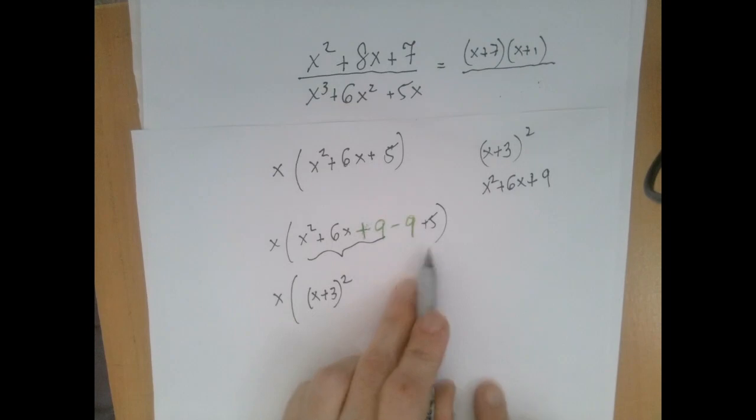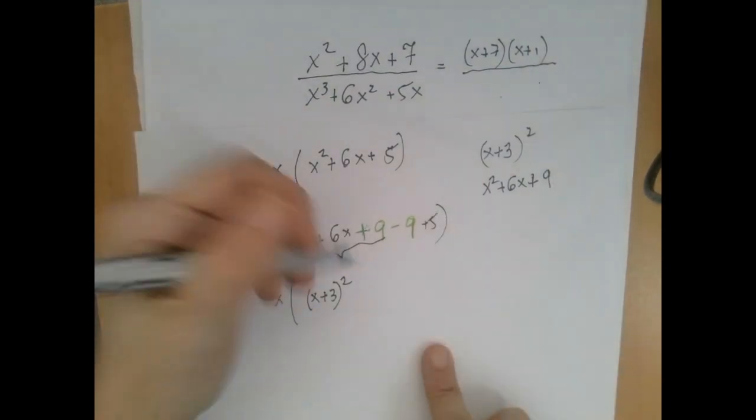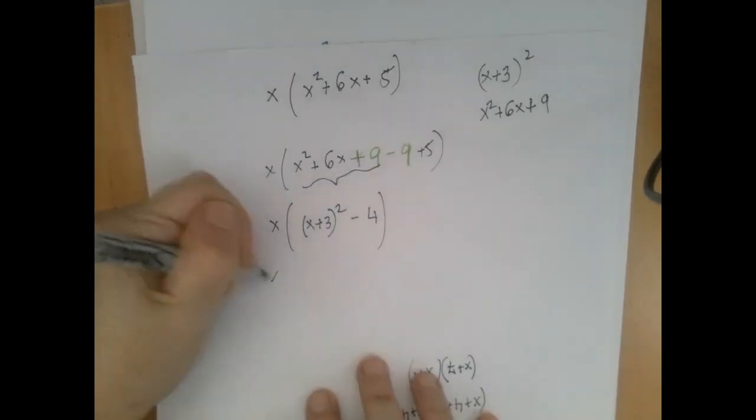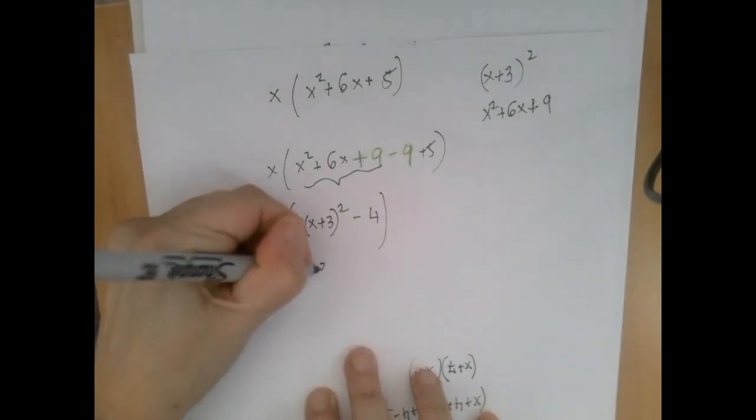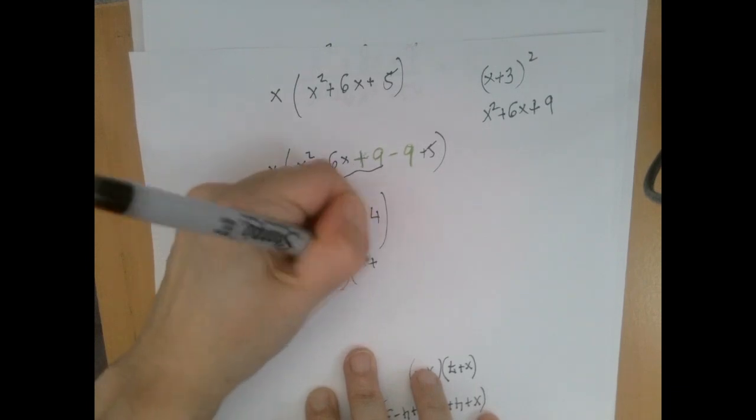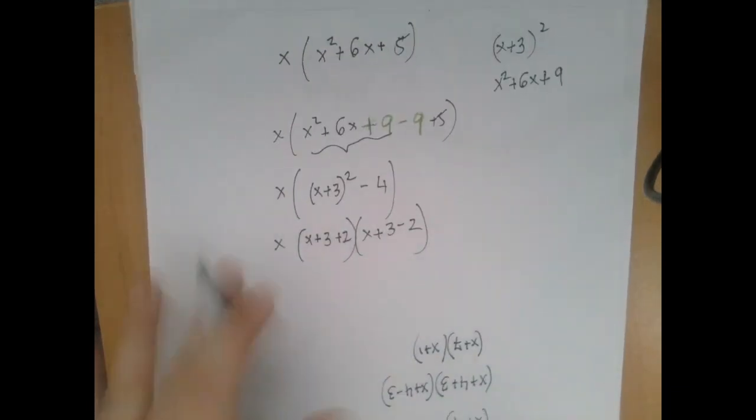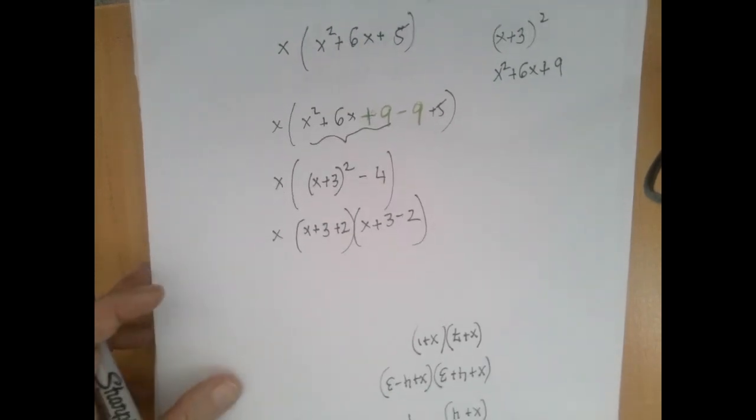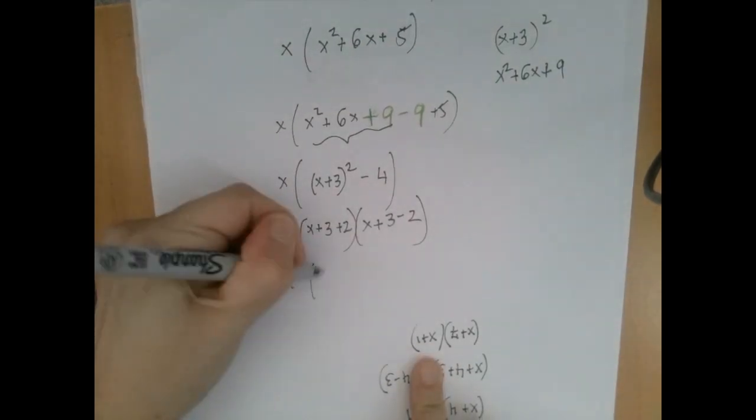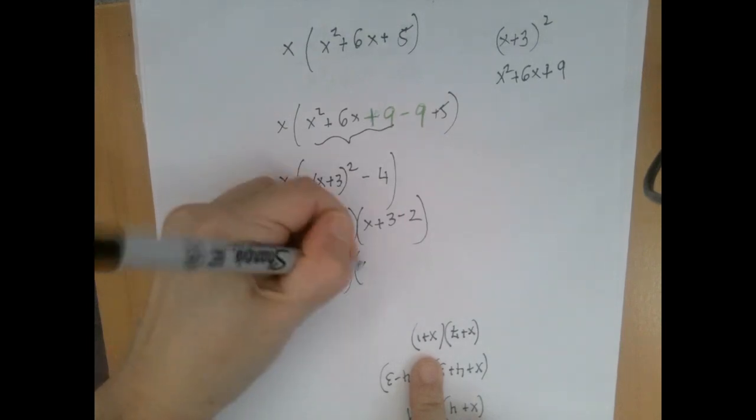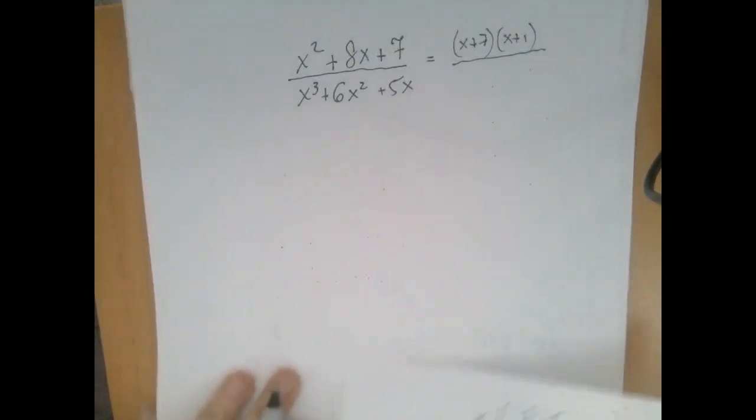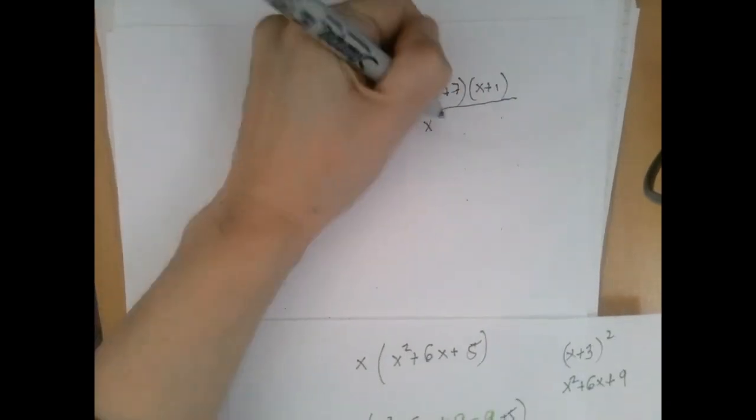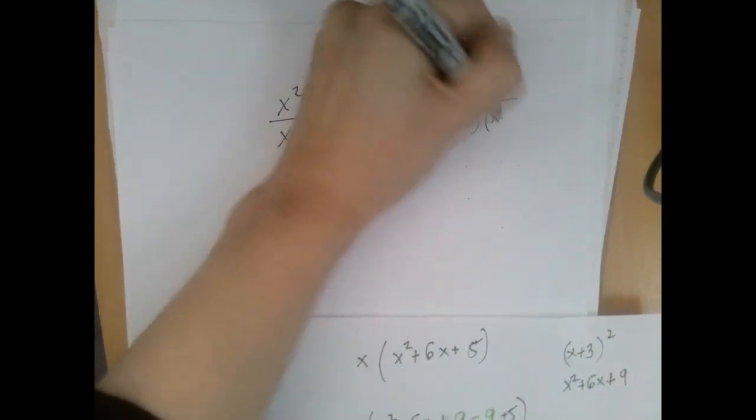And then we combine negative 9 and plus 5, and that's negative 4, which is good news because it's a square. So we have x times (x plus 3 plus 2) times (x plus 3 minus 2). Notice that we skipped a few steps, so we can speed up as we become experts in completing the square. So what we have is x times (x plus 5) times (x plus 1). So we go back to our rational expression, and the denominator is x times (x plus 5) times (x plus 1).